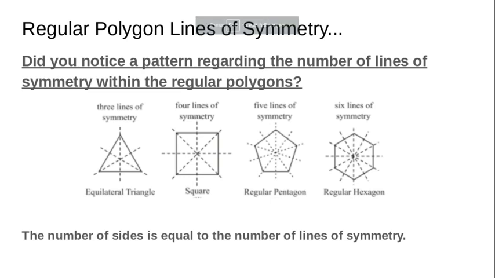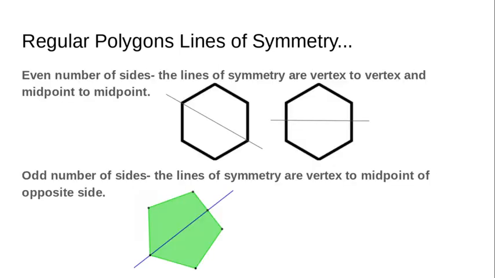So, did you notice, I hope, the pattern for the number of lines of symmetry within those regular polygons? The triangle had 3 lines of symmetry. A square would have 4 lines of symmetry. The pentagon had 5. The hexagon has 6. Hopefully you're catching on to that. The number of sides of the shape is equal to the number of lines of symmetry. Beyond that, there's even more of a pattern.